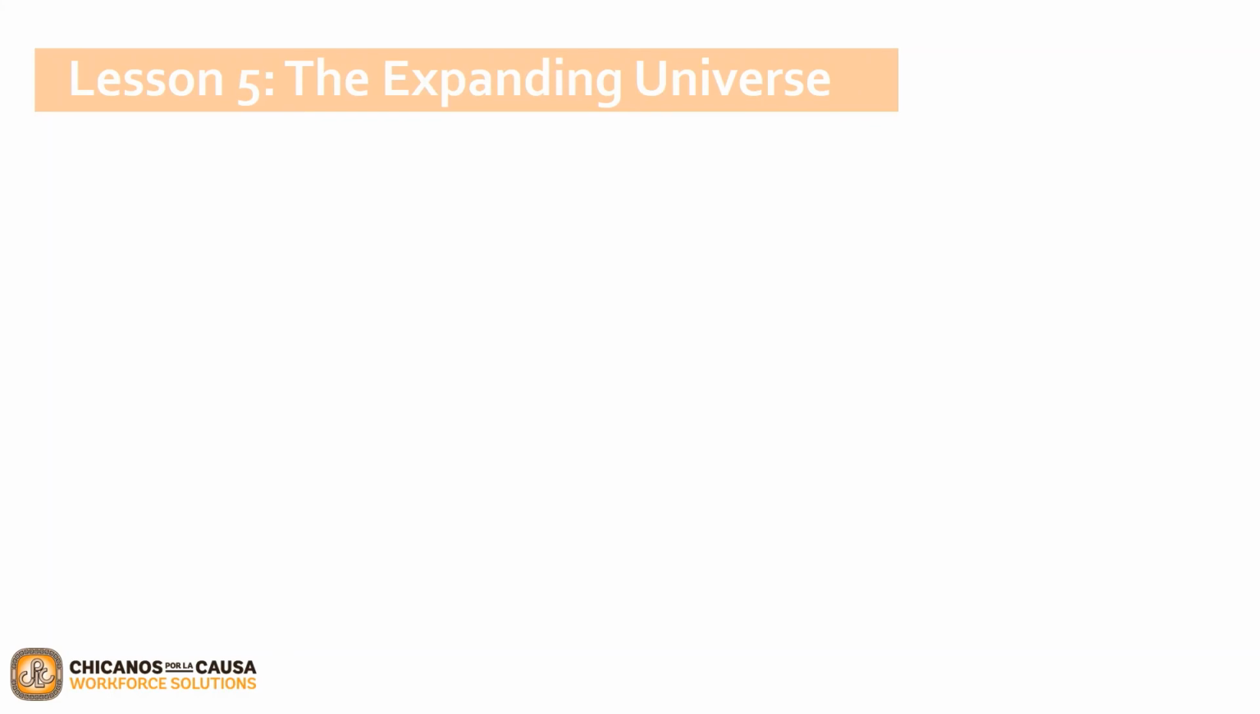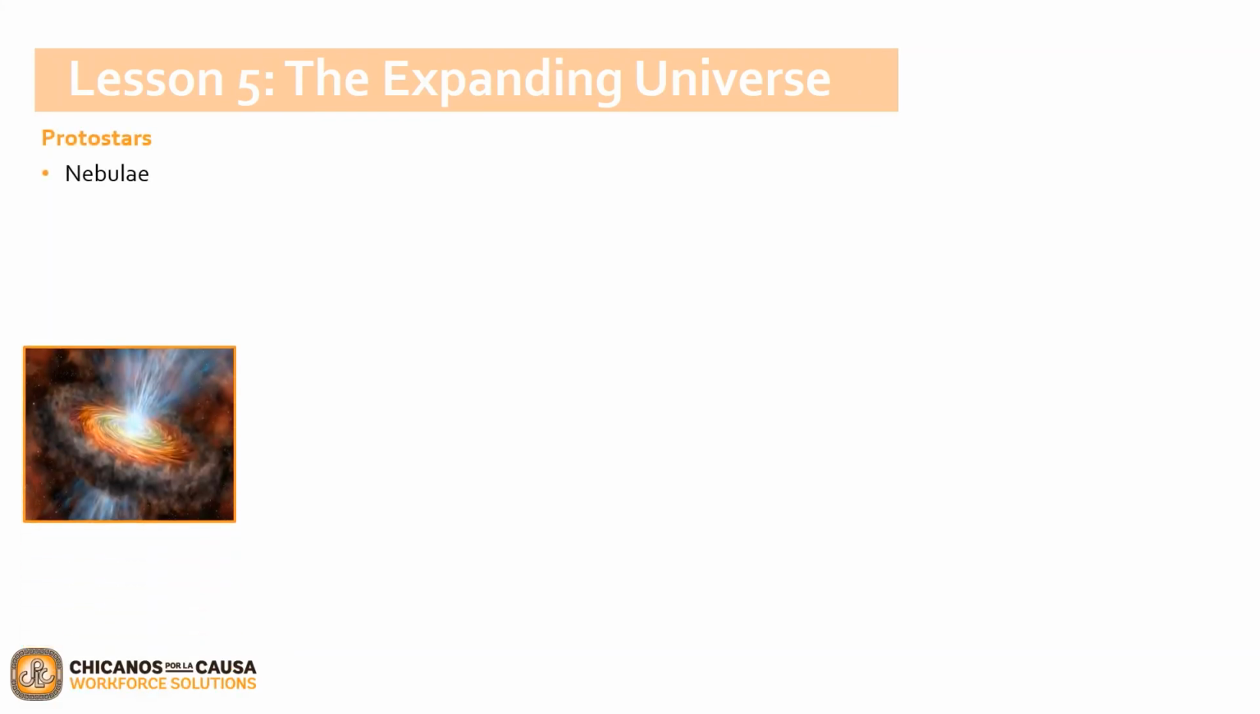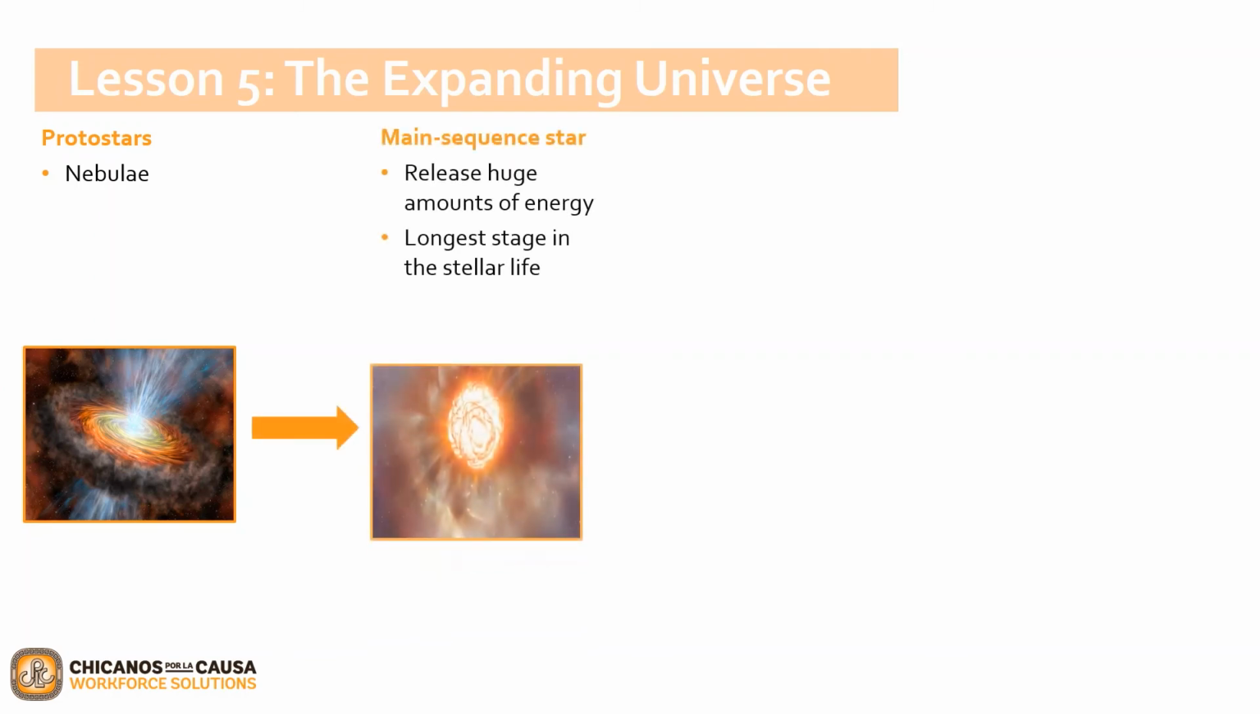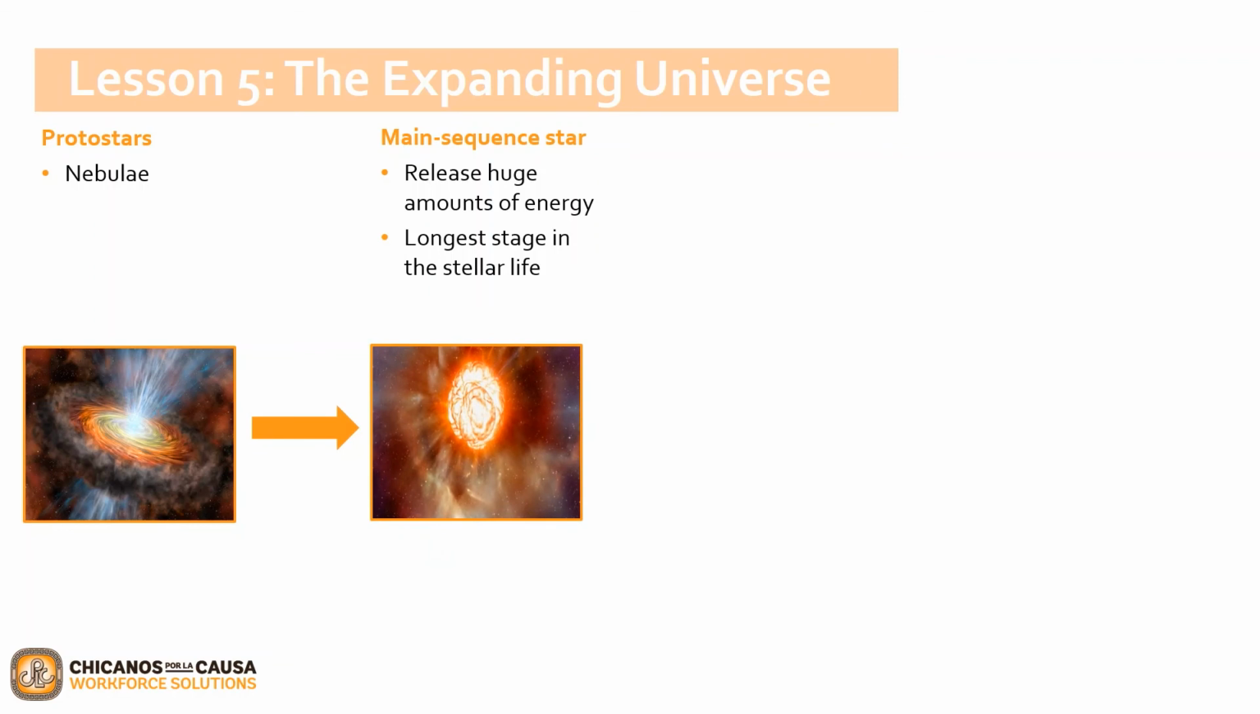Stars start as protostars. During this stage, they are formed from clouds of gases and dust called nebulae. When the star reaches a certain density and temperature, nuclear reactions begin, releasing huge amounts of energy. At this point, the star is known as a main sequence star. This stage is also the longest stage in the stellar life.